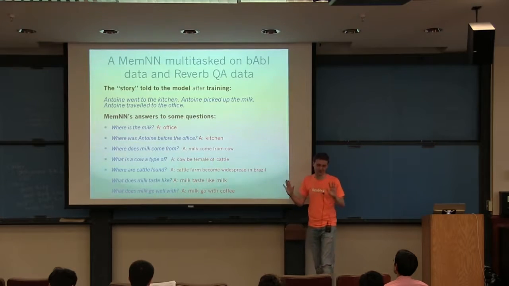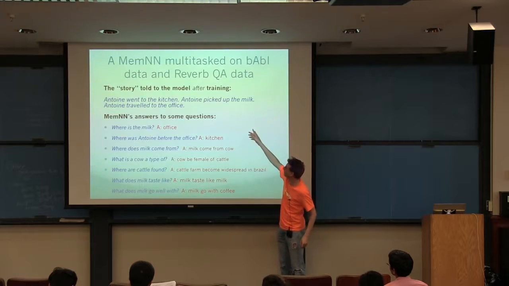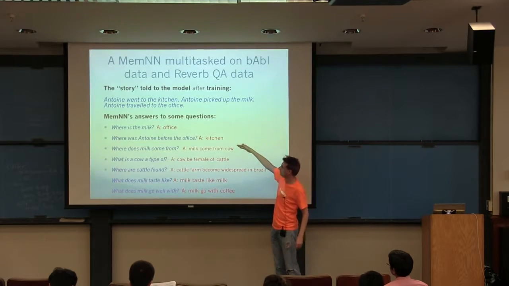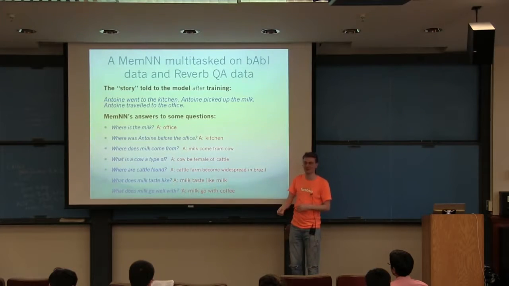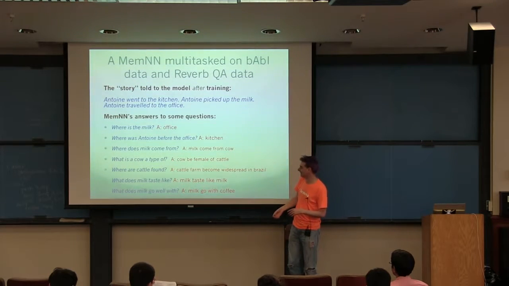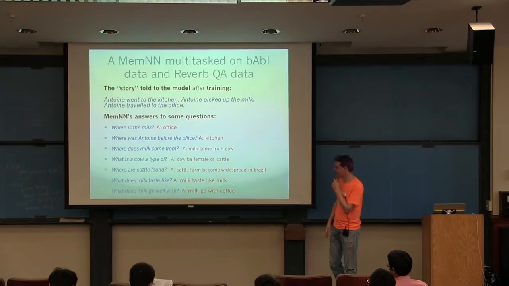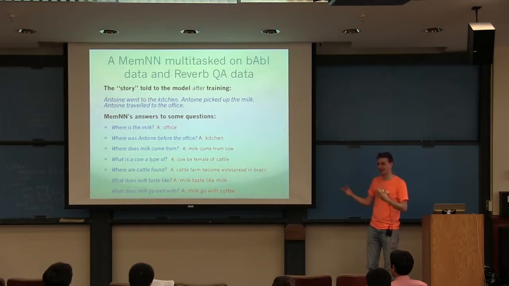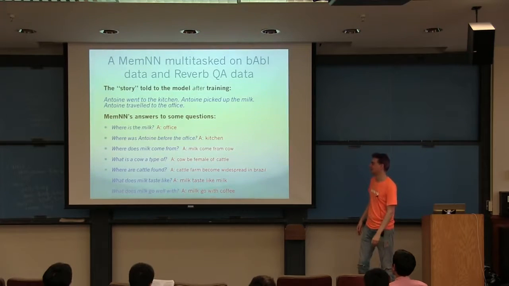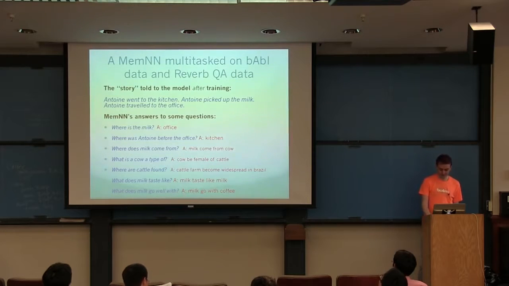So it doesn't always work very well, but here it's like, where is the milk? It's in the office, from the story. But then, where does milk come from? Milk come from cow. This kind of stuff is extracted from Reverb, and some of them are pretty stupid. Like, what does milk taste? Milk tastes like milk. But milk go with coffee. But you can imagine this kind of like Eliza 2015, basically, that you could sort of make a really dumb chatbot with this kind of thing.